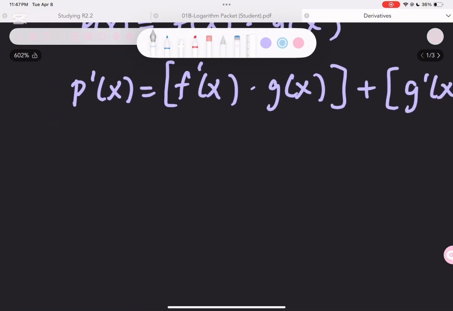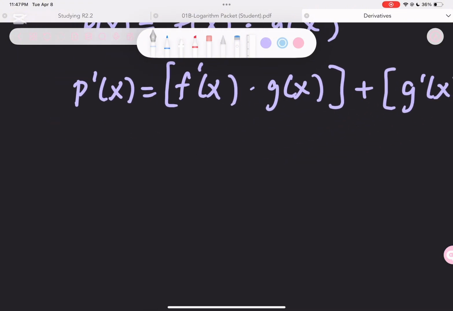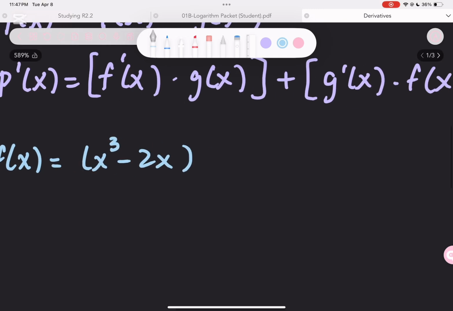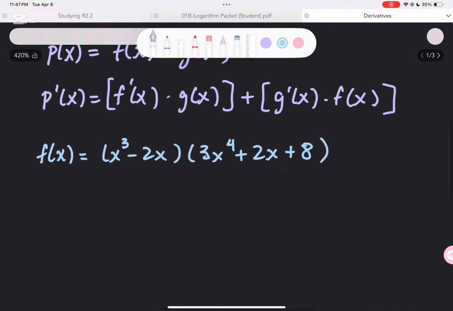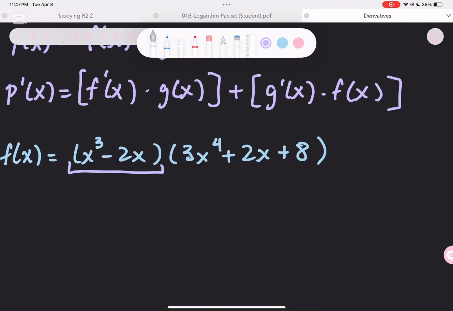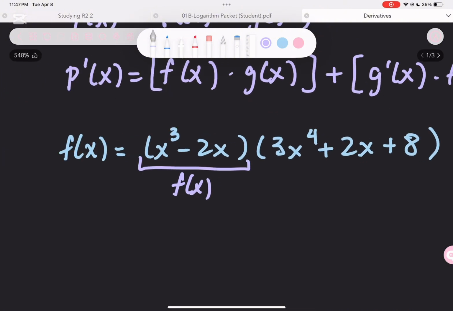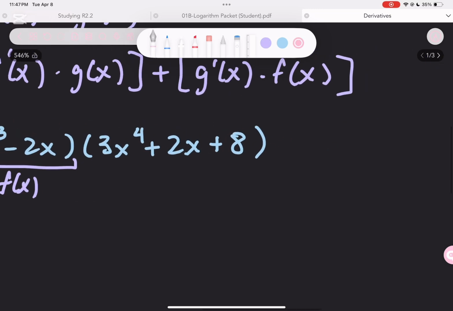So say, I'm going to go back to blue. Say you have this function, f of x, is equal to x to the 3 minus 2x, and then 3x to the 4 plus 2x plus 8. Okay, so these are your two functions. This is one function, this would be your f of x. And then this is your g of x.